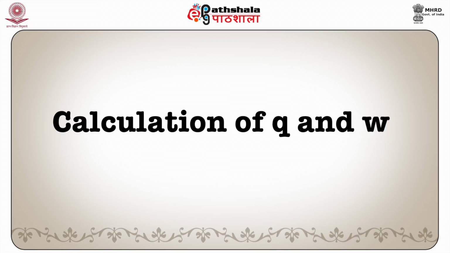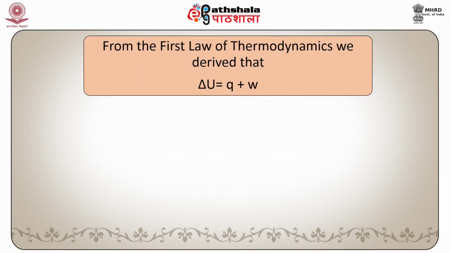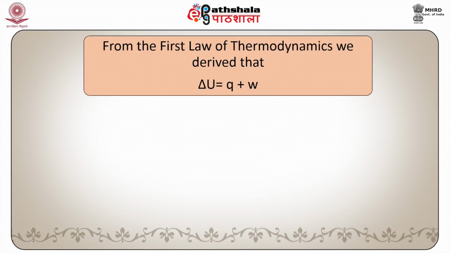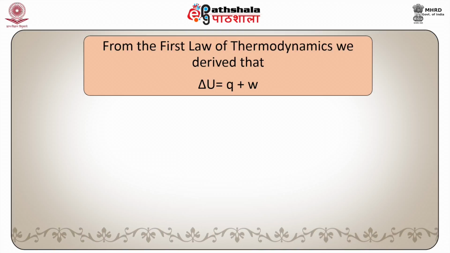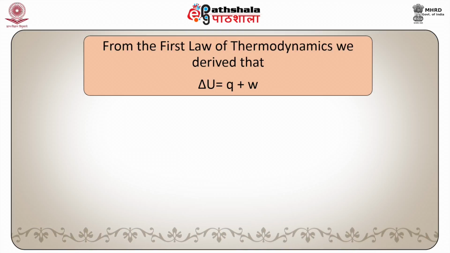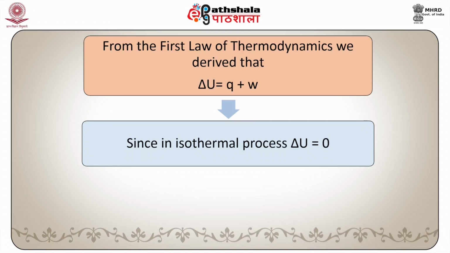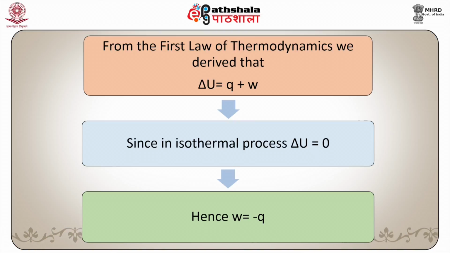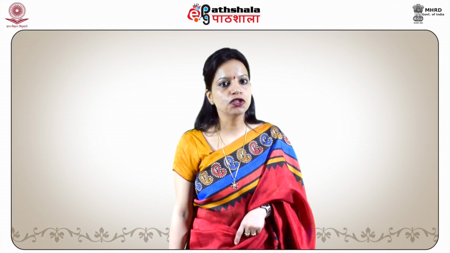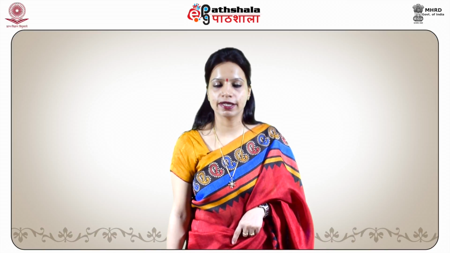Calculation of Q and W. From the first law of thermodynamics, we derive that delta U is equal to Q plus W. Since in isothermal process, delta U is equal to 0, hence W is equal to minus Q. This shows that by absorption of heat, the work is done by the system in isothermal expansion.